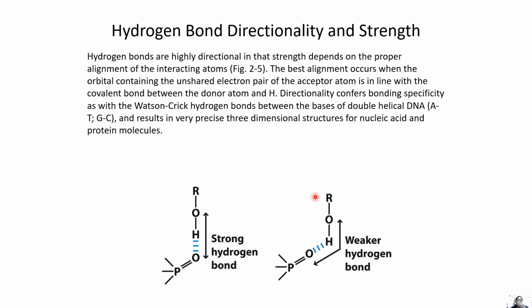Hydrogen bonds are highly directional in that their strength depends on the proper alignment of the interacting atoms. The best alignment will occur when the orbital containing the unshared electron pair of the acceptor atom is in line with the covalent bond between the donor atom and hydrogen. Directionality confers bonding specificity, as with the Watson-Crick hydrogen bonds between the bases of double helical DNA, and results in very precise three-dimensional structures for nucleic acid and protein molecules.